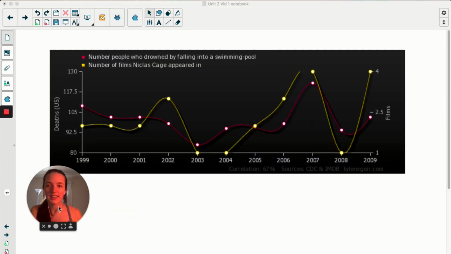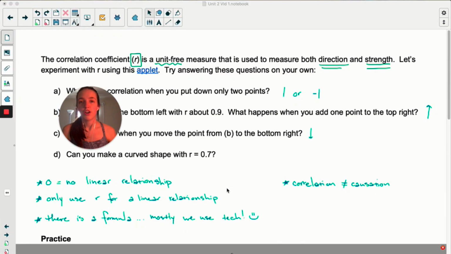The red line is showing the number of people who have drowned by falling into a swimming pool each year, and the yellow line is showing the number of films that Nicolas Cage has appeared in. Clearly we need to get him out of the movie industry so that we can save people from drowning in pools. So just because you have a strong positive association does not mean that X is causing Y to happen. There might be a variable lurking in the background that you don't know about.